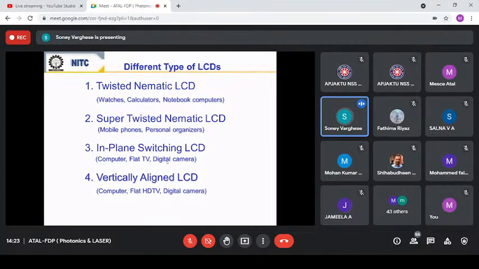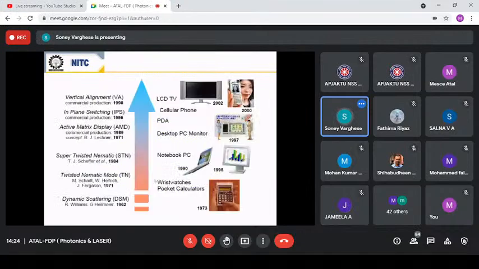So I would say these two are the most important display devices, which are commonly used in flat panel displays, right? We call it IPS. IPS stands for in-plane switching, right? Probably in some advertisement you will see in-plane switching, right? So I'll come to that. Most of the flat panel displays are based on this in-plane or vertically aligned mode, right?